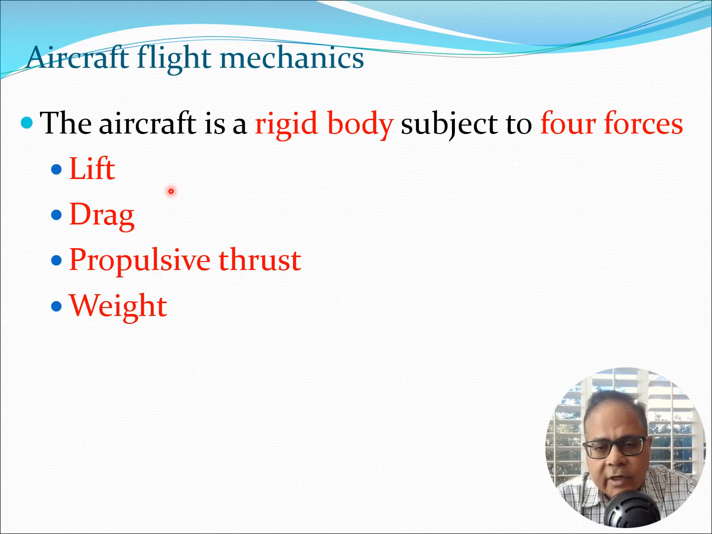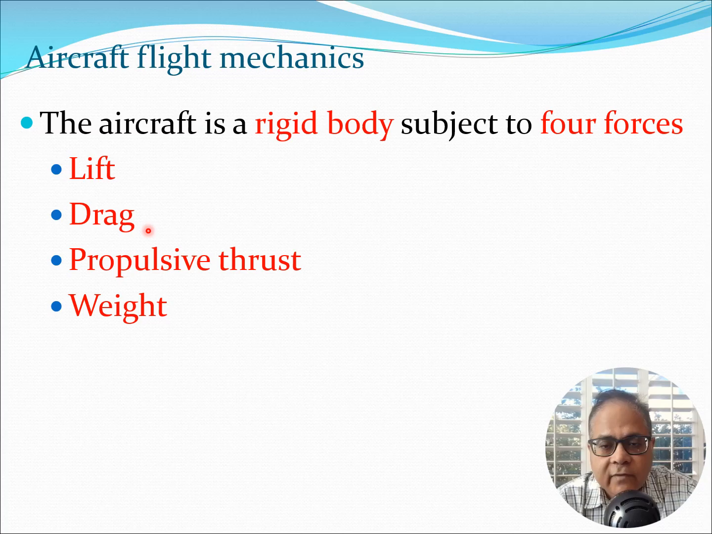So when we look at the aircraft equations of motion, we are going to consider the aircraft to be a rigid body, and we are going to consider four key forces which act on the aircraft, and these are lift, drag, propulsive thrust and weight. So these are the four forces which are going to act on the body.